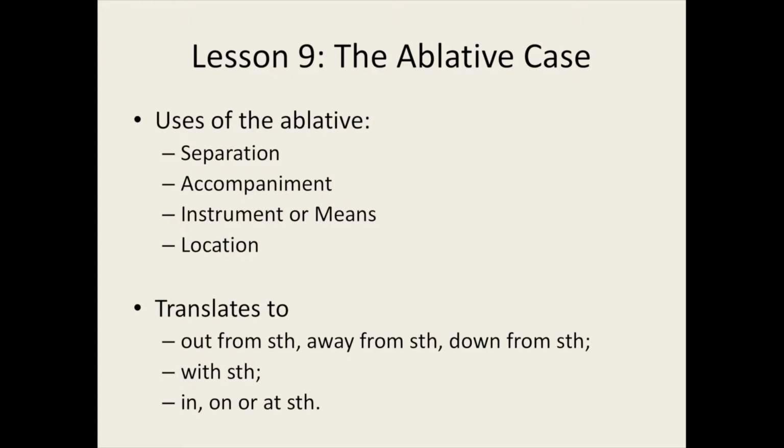Some of the uses of the ablative case are to indicate separation from an object. Accompaniment, for example, we went to town with James, meaning James is accompanying us to the town. There is also the ablative of instrument or means, which tells us how an action is performed or with what it is performed. We can also use the ablative for expressing the location of an object, like the book is on the table. This is not an exhaustive list.